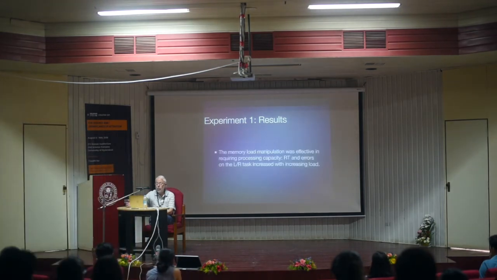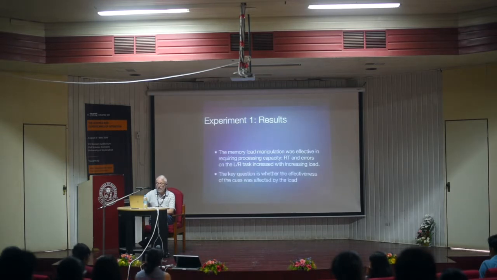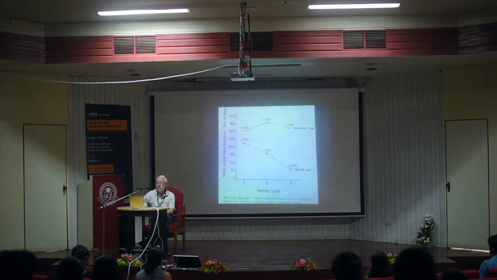So firstly and importantly, the memory load manipulation mattered. Participants' reaction time and errors on the left-right discrimination increased as they had an increasing load. So the task is not automatic, deciding whether there's an L or an R in the array. The question here is, is the orienting automatic? And the results were pretty clear-cut.